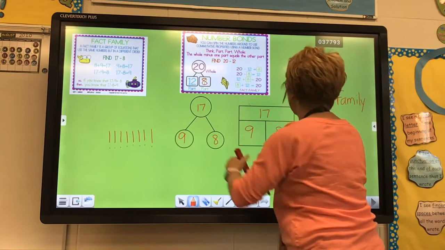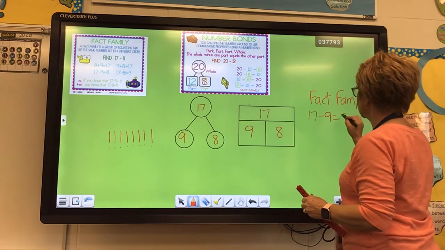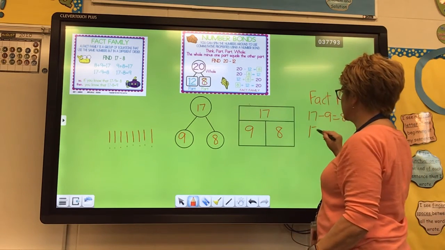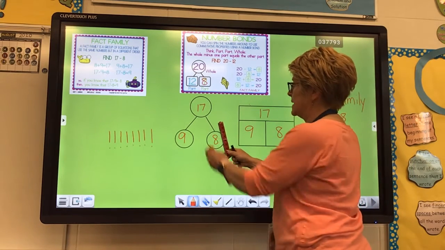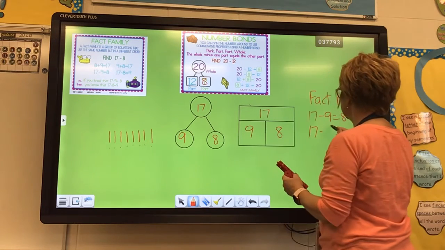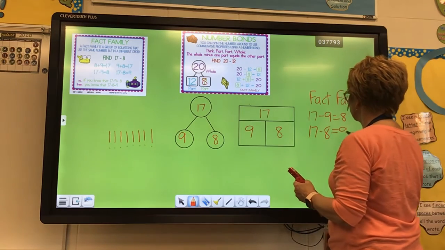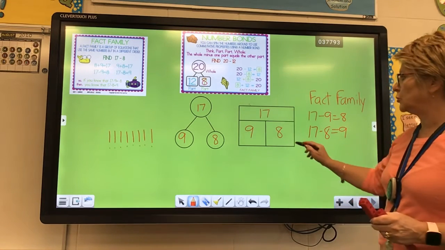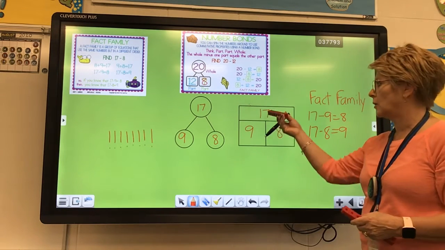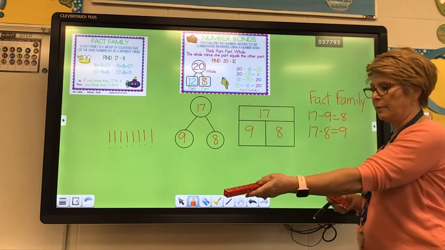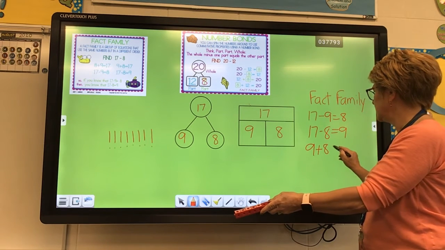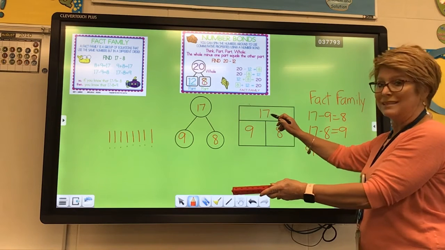So 17 minus 9 equals 8. Now I've got to go the other way. 17 minus 8. So 17 go down, minus 8. What's left? 9. Okay. Now we need to do our addition. So we're going to take our 2 parts, put them together, and make our whole. So I have my 9 part plus my 8 part. 9 plus 8 equals my whole. What is that? 17.